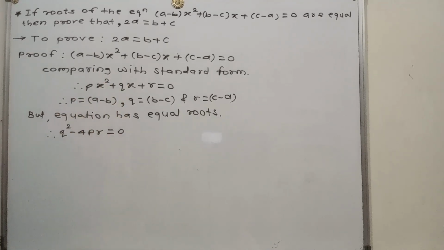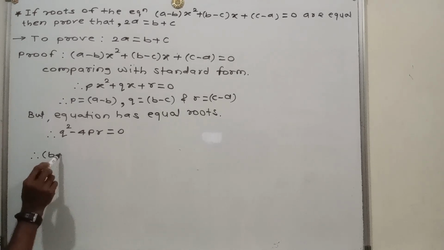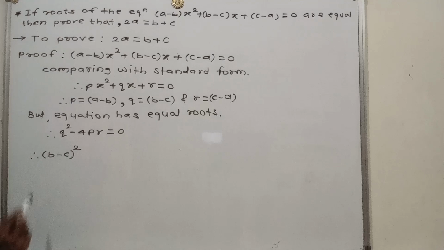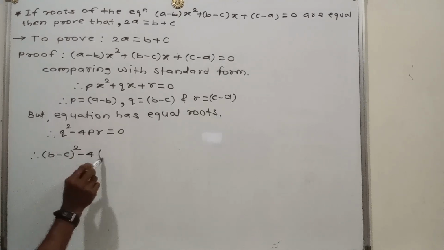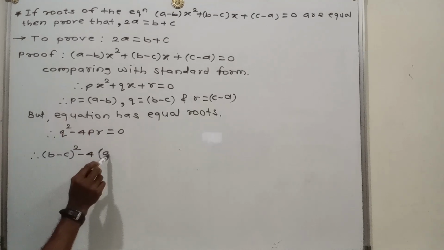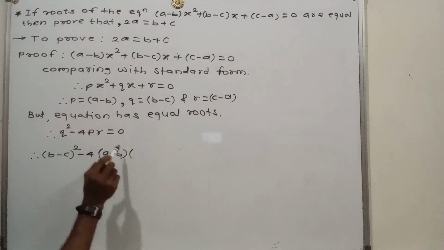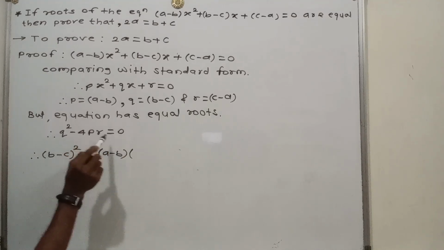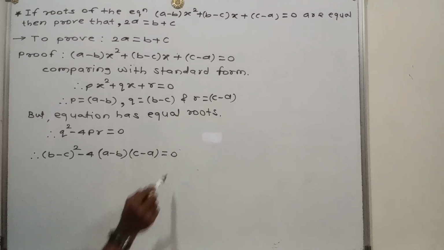Okay, first I will write this way: q² − 4pr = 0. Now we will put values. What is q? (b − c)² − 4. What is p? (a − b) into r, (c − a), is equal to 0. Did you get it?